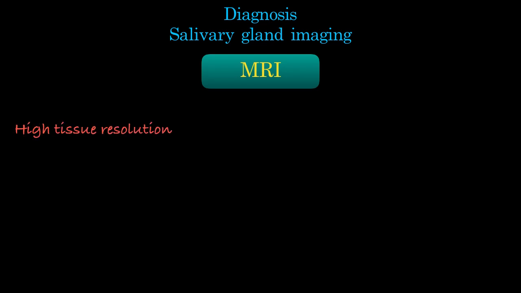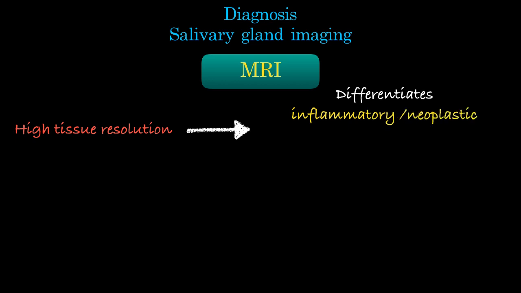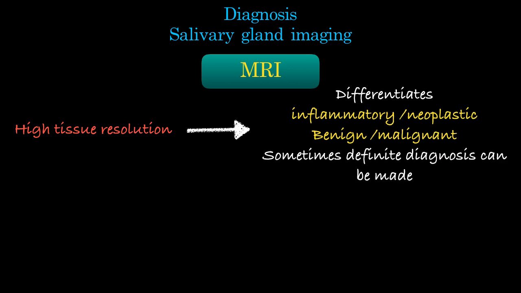Why is it very important? Because it has very high tissue resolution. Actually, sometimes they can characterize the type of tissue merely from an MRI examination. The radiologists can differentiate inflammatory from neoplastic lesions based on an MRI, and they can differentiate benign from malignant tumors. And sometimes, based on how the tumor looks on the MRI, they can reach a final histological diagnosis from the appearance of the tumor.